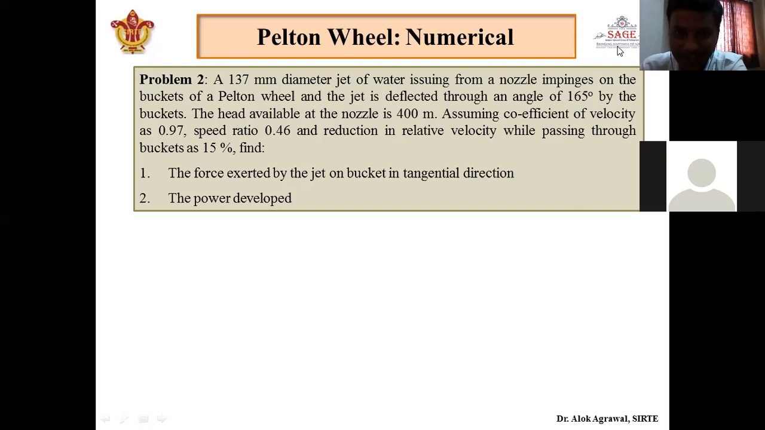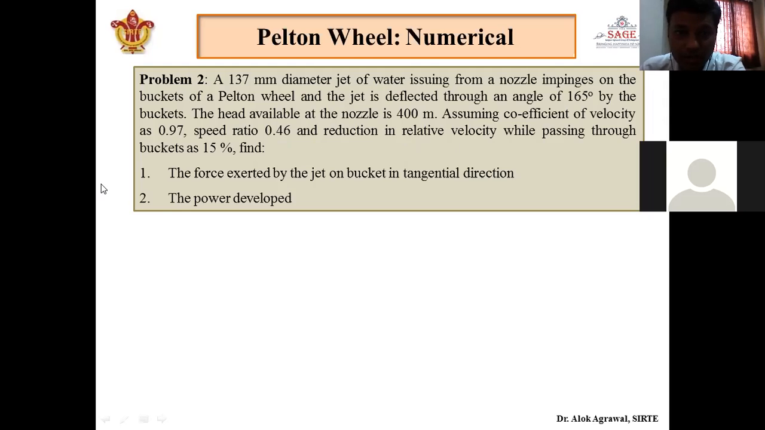Let's go on. Next, what is given: the head available at the nozzle is 400 meter, means H is given. Coefficient of velocity is 0.97, that is Cv. Speed ratio is 0.46. What can we get from the speed ratio? We can calculate the blade velocity. And one important thing: it is given that the reduction in relative velocity while passing through the bucket is 15%. Means now we cannot take VR2 equal to VR1 as we did in our last problem. We have to take VR2 equal to 0.85 times VR1.